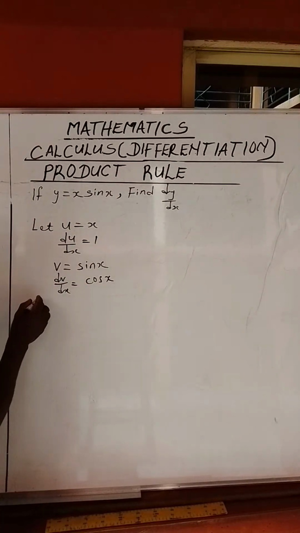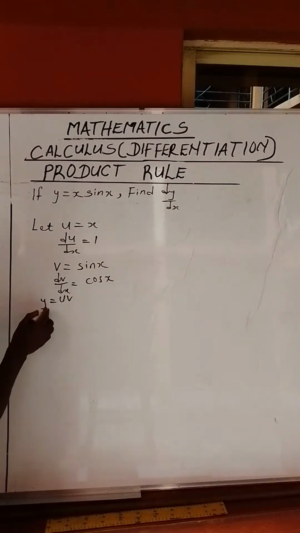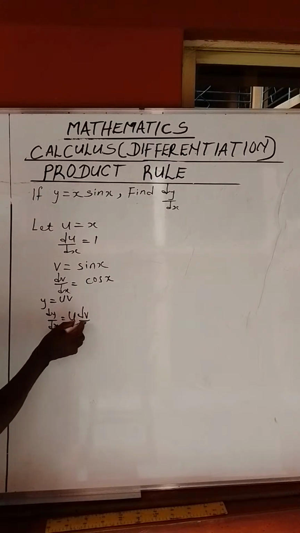So we can now apply, don't forget, we can apply our rule. The rule is if y equals uv, it means that dy/dx is equal to u dv/dx, then plus v du/dx. So this is what we're going to have. If y equals uv, dy/dx becomes keep the u, differentiate the v, then plus keep the v and differentiate the u. Okay. Now let's go and do our substitution from here.